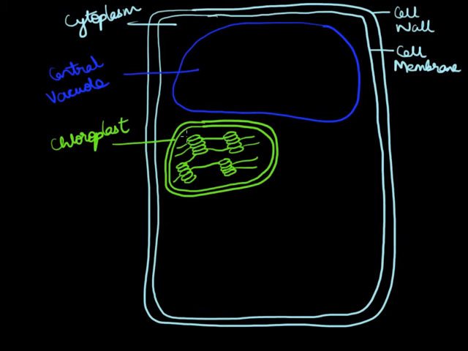Let's use another color. This is a grana, grana, and each of those coin shaped structures are called thylakoids.